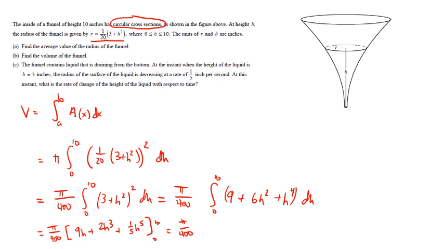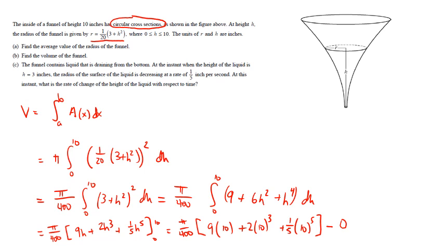okay, which is equal to, pretty much done at this point. I just need to plug in my upper bound. Okay, so let's see here. What is that going to be? 9 times 10 plus 2 times 10 cubed, and then plus 1/5 times 10 to the 5th. I would definitely not recommend doing any of the arithmetic there. When you subtract and plug in your lower bound, everything just zeroes out. And so there is your final answer.